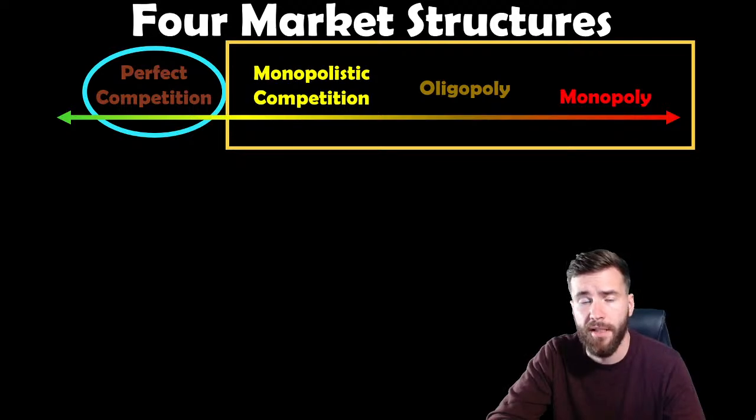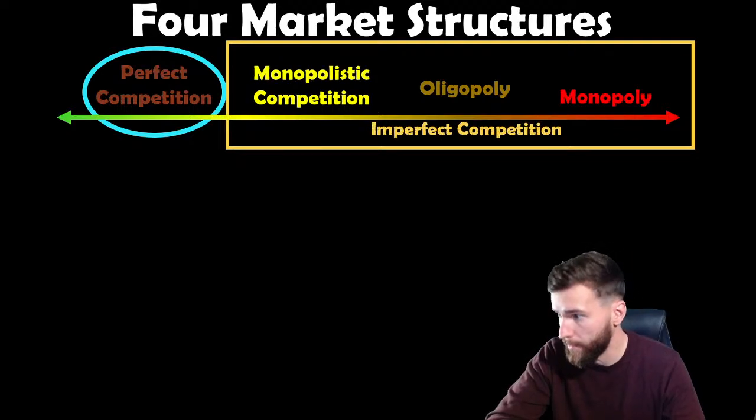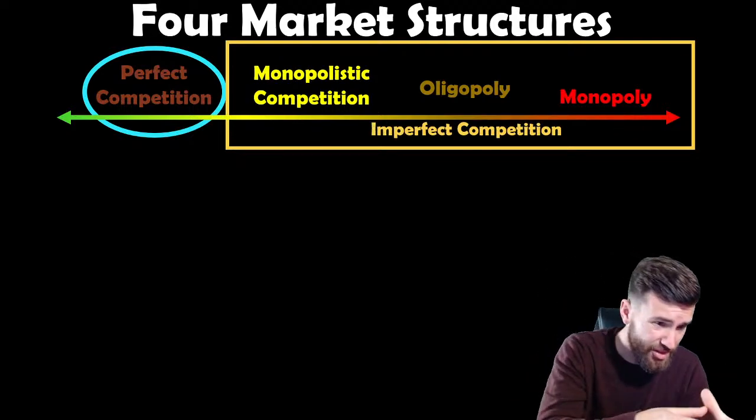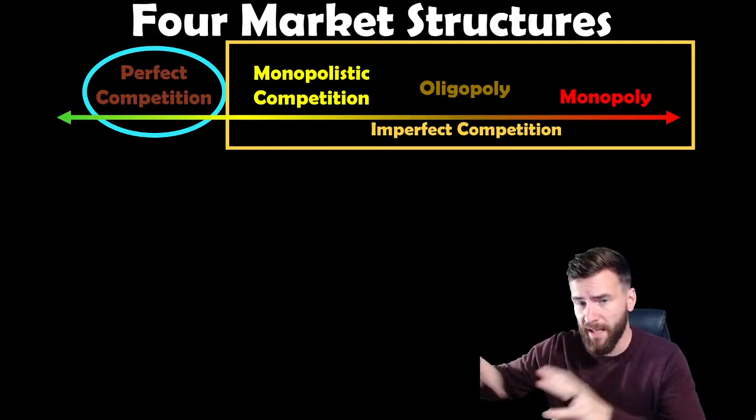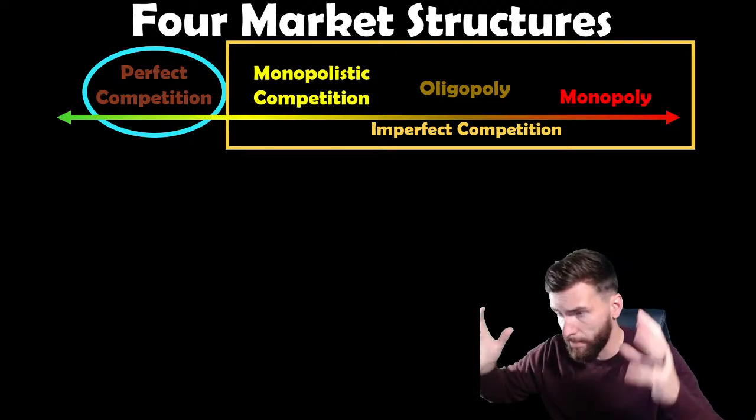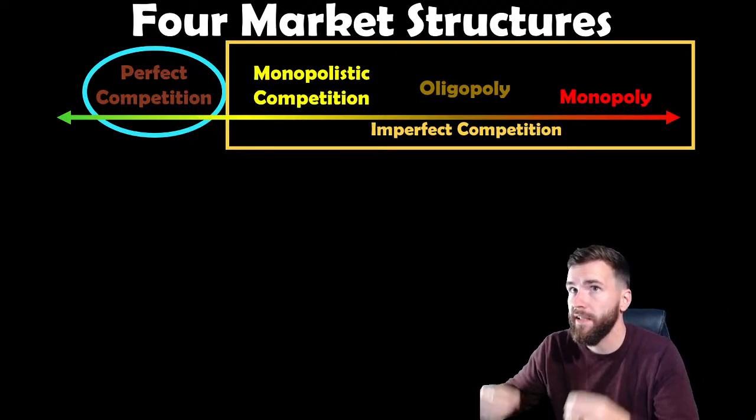And then the other three are called imperfect competition. So you have perfect competition, and then you have the other three that are imperfect competition. It's not as perfectly competitive.